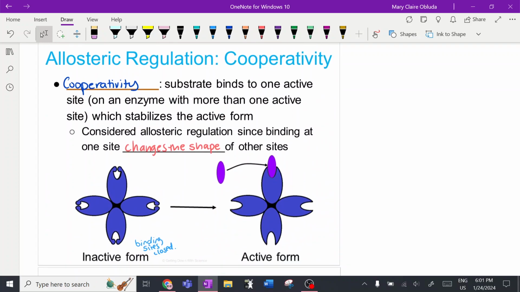So cooperativity: a substrate binds to one active site on an enzyme, which stabilizes the active form. It's considered allosteric regulation, since it is binding to one site and changing the shape of the other sites. So binding to the active site allows the other active sites to remain open, whereas before they were closed.